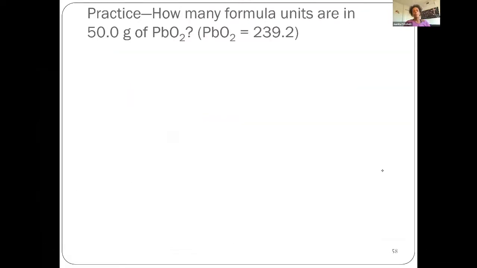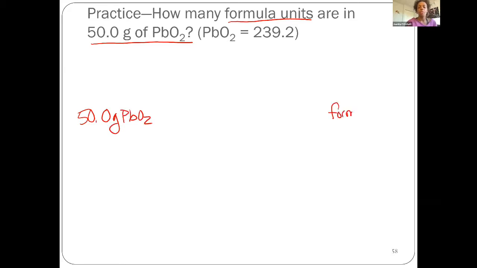Okay, next problem. We want how many formula units are in 50.0 grams of lead 4 oxide. Again, that word formula unit is just telling us we're dealing with an ionic compound. Ionic compounds cannot exist as individual molecules, but when we're approaching this problem, we're going to treat it kind of the same, because it's all in that same portion of Mole Island where we're trying to count things. And so here, our starting point is 50.0 grams of PbO2. We want formula units of PbO2.